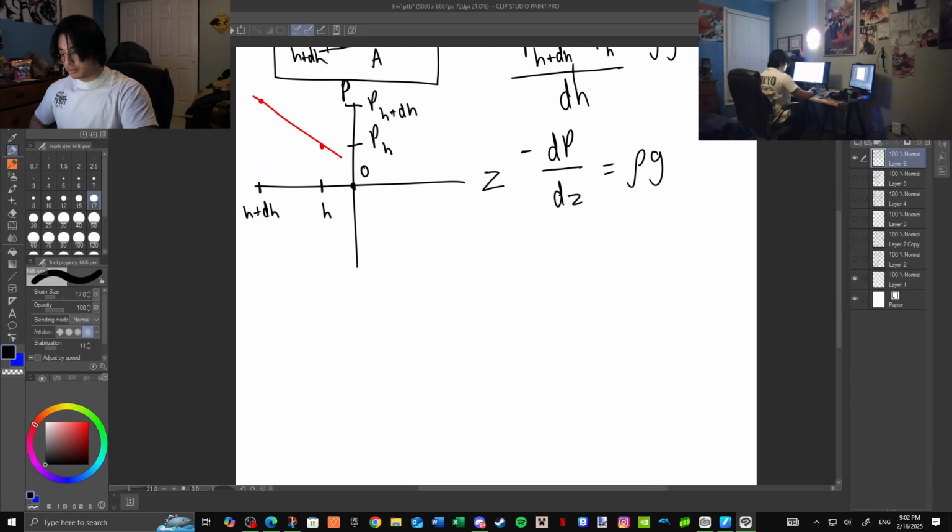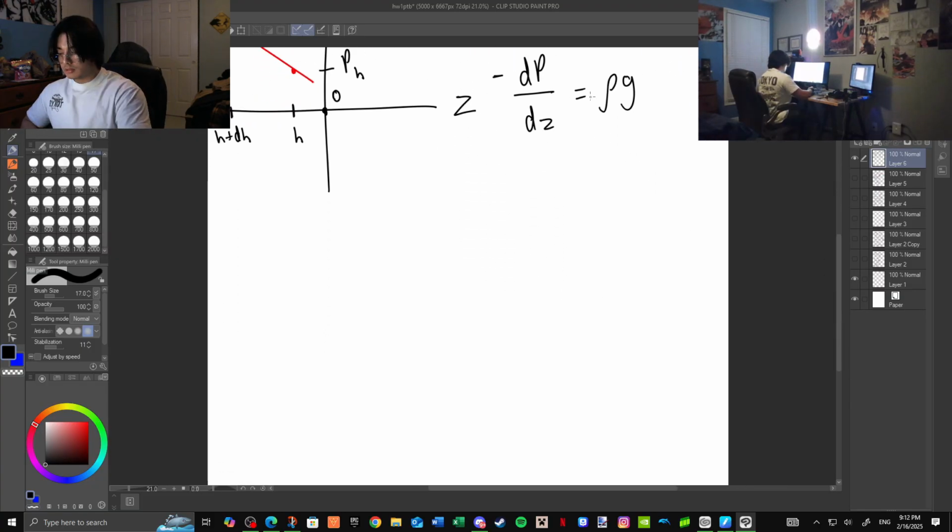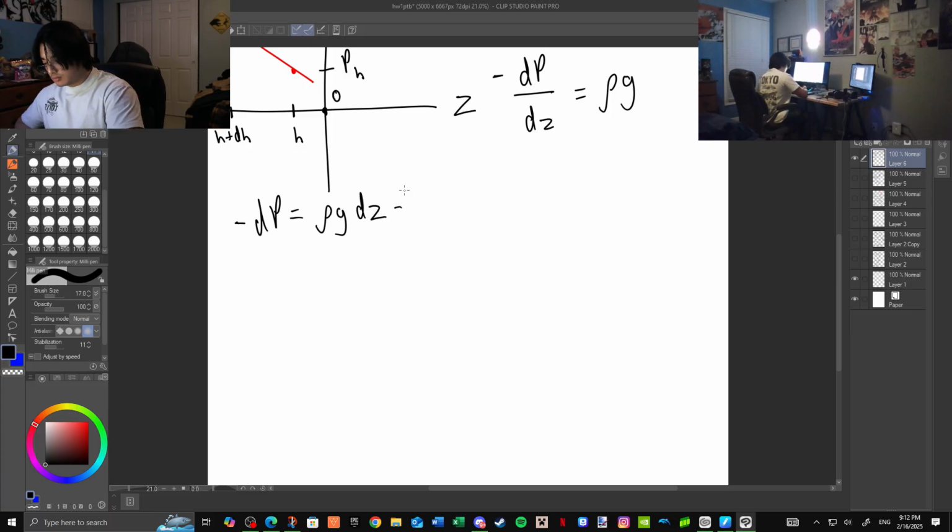Now we can actually form an integral. So let's create this integral. Negative dp is equal to rho g, and we can just multiply both sides by dz. And now we place our integrals on both sides. Rho and g are both constants, so they stay outside of the integral. And now we need to find the bounds.